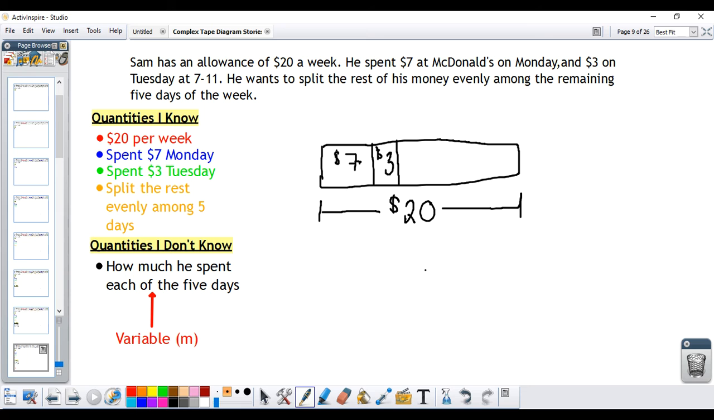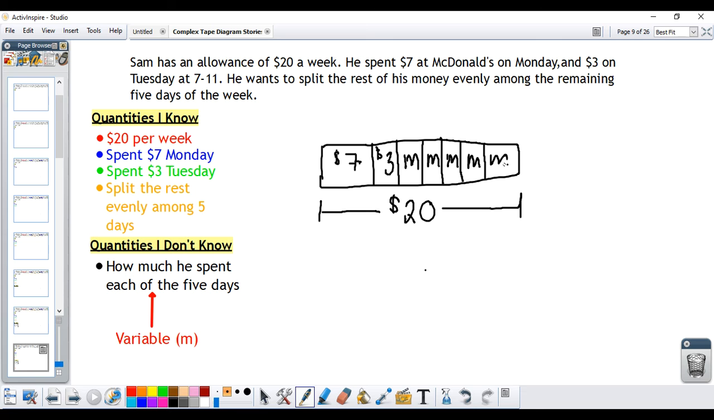And then he split the rest evenly among 5 days. So I should split the rest of this into 5 different sections of the same size. 1, 2, 3, 4, 5. And I don't know how much he put in there, so I'm going to put my variable, my m, because I know that he put whatever it was the same amount every single time. So my variable doesn't change. It's always m.